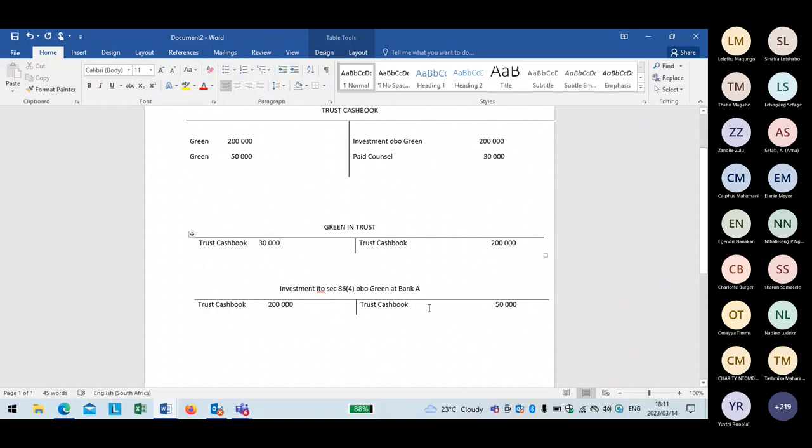My question, sir, is after crediting the investment account with the trust cash book, were we not supposed to debit the trust cash book with the investment account instead of Green? No, it's Green's money. So you're talking about the narration. Yes, where we are saying Green. Well, it's Green's money that we invested here. So if it will be easier for you, you can still say Green colon investment, 50,000.